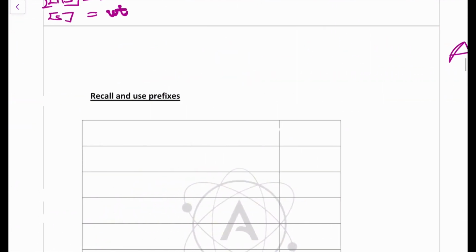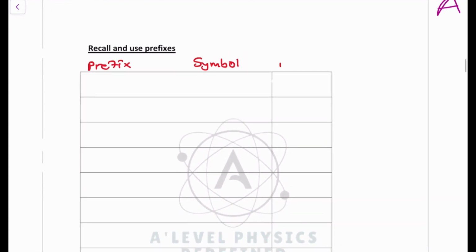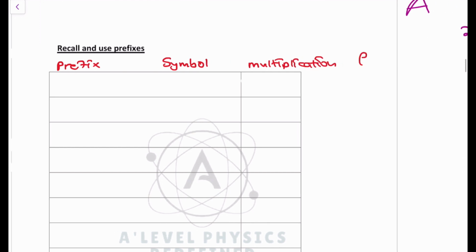So here we're going to talk about the prefix, what exactly the prefix is, its symbol, what exactly the symbol of that prefix is, and the multiplication factor that is going to exist. So we're going to move pretty fast.